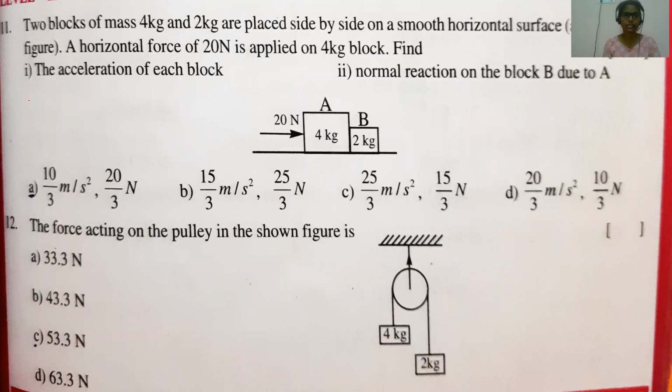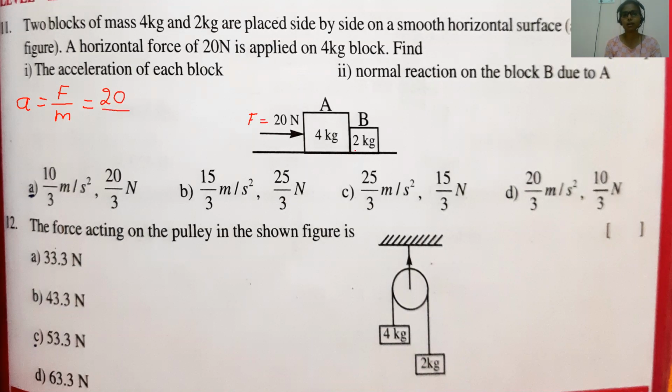Acceleration is very simple. Acceleration is given by the formula force by mass. Understood, children? Force by mass. Here, how much force are we applying? 20 Newtons. This is the force. And what is the mass?